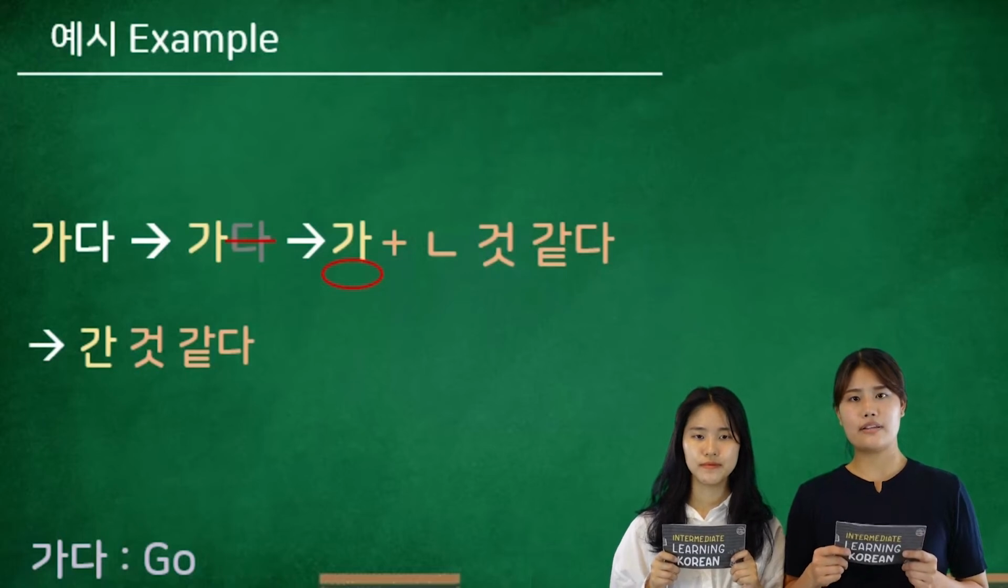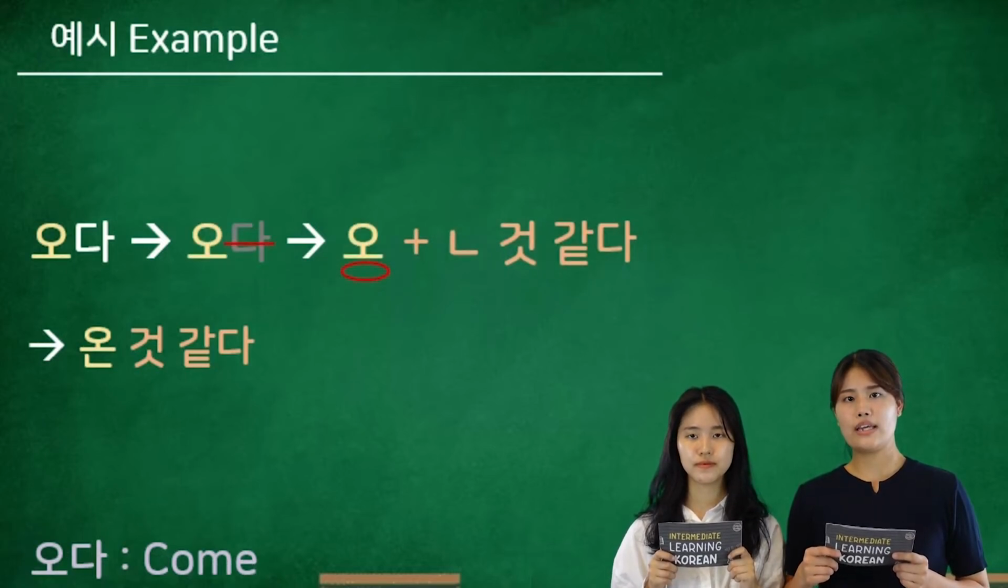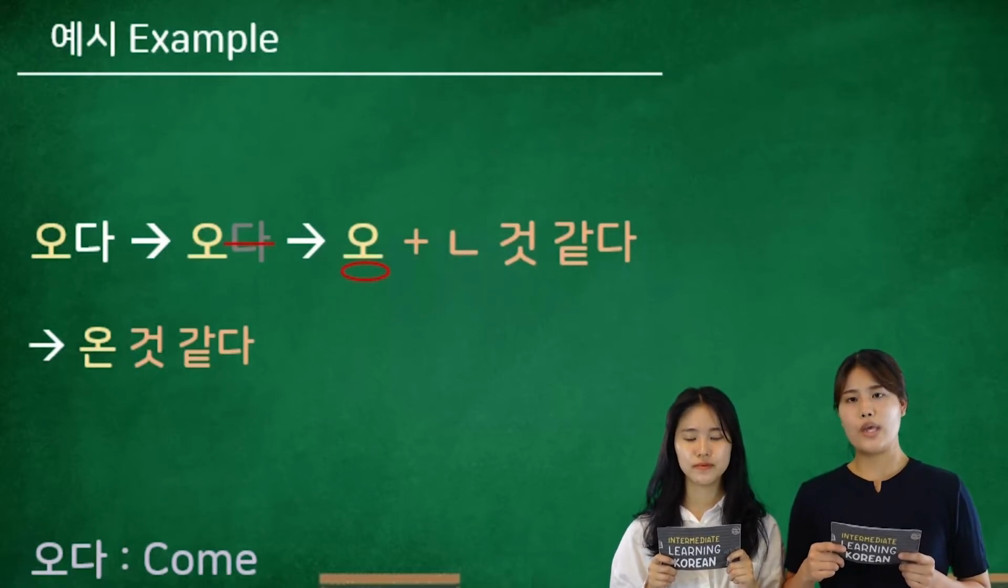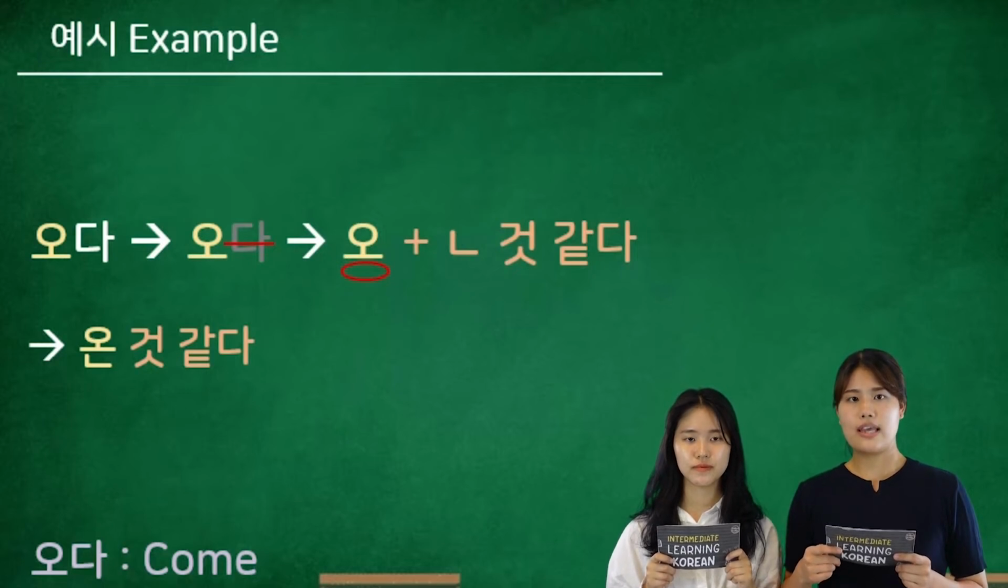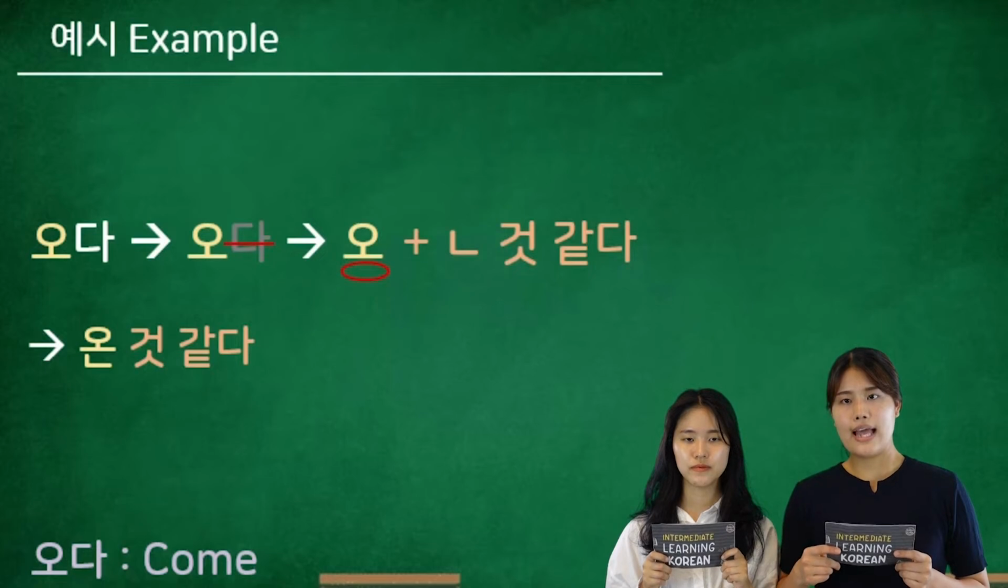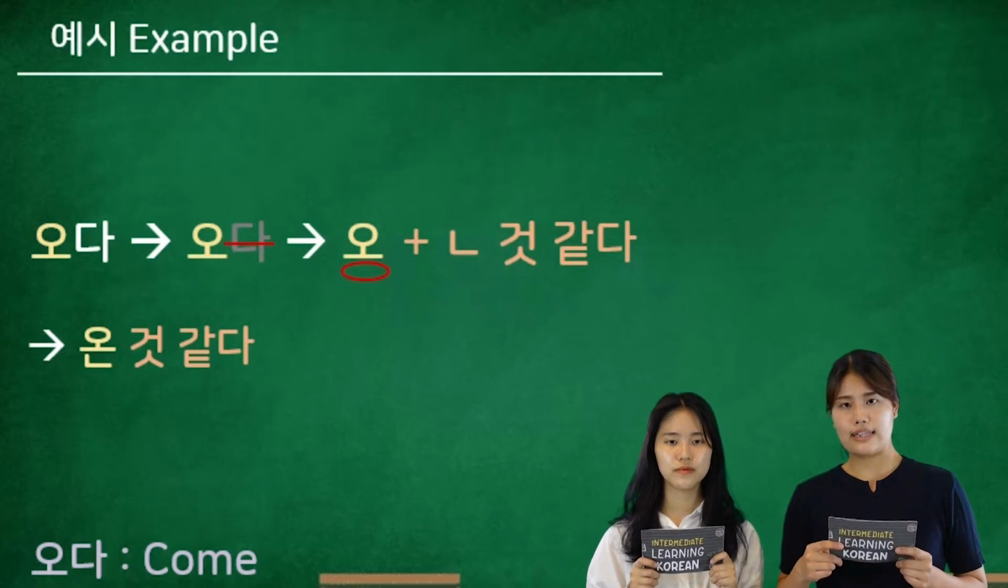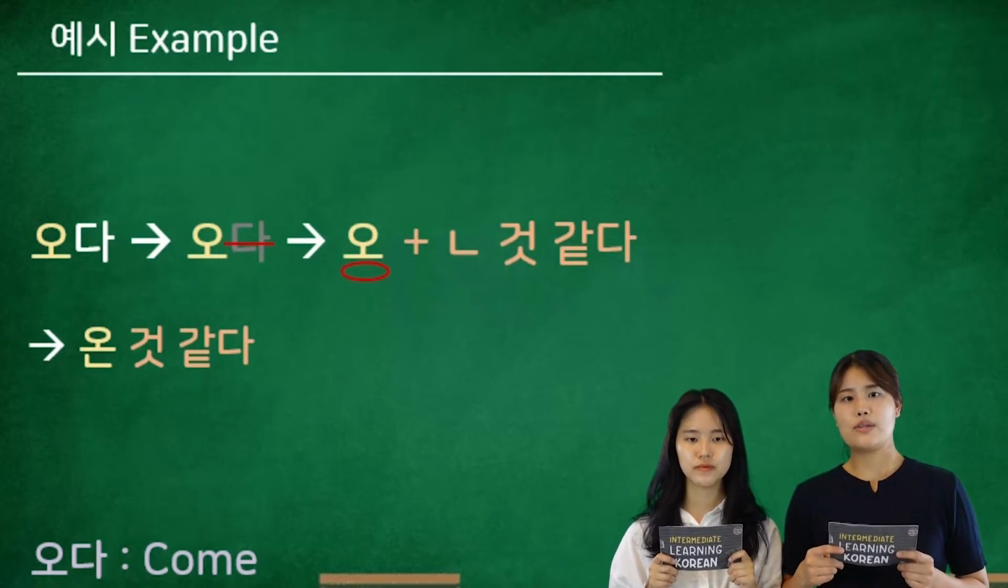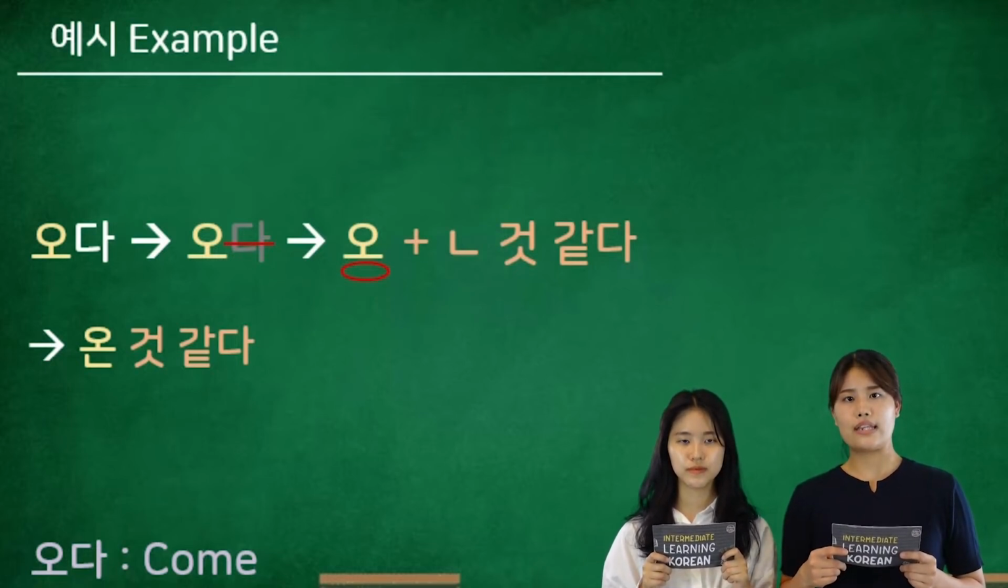Let's look at another example. When looking at the verb 오다, we delete 다 first. Then you can see that the stem of the verb has no final consonant. Then we use 니은 것 같다 after it. So it becomes 온 것 같다.